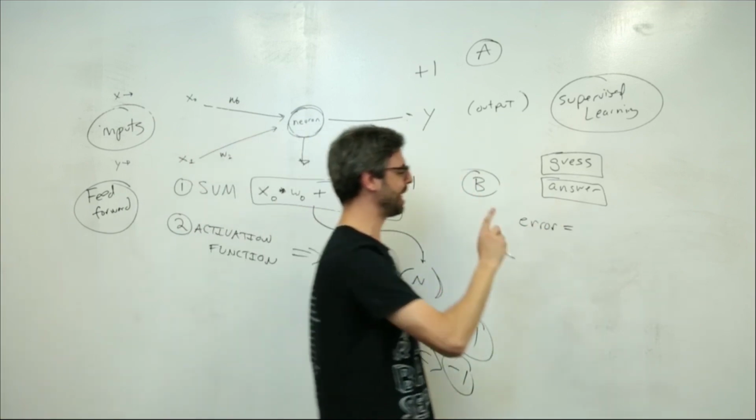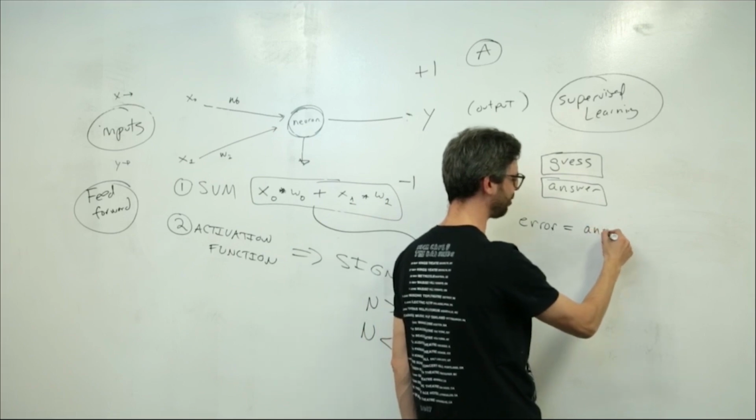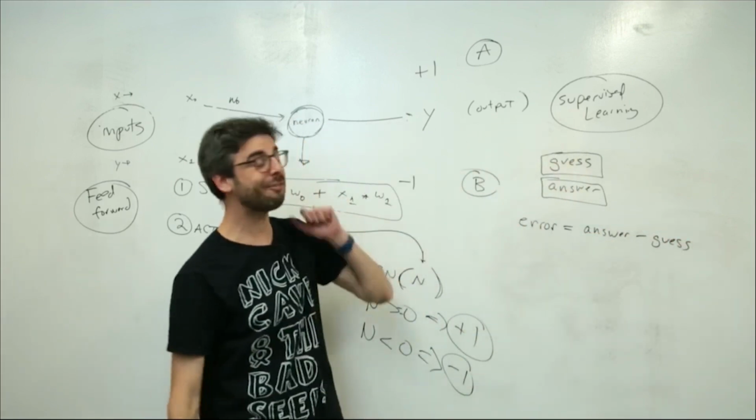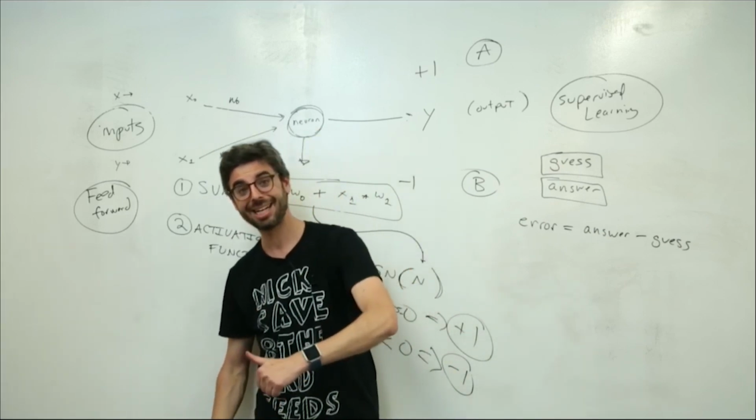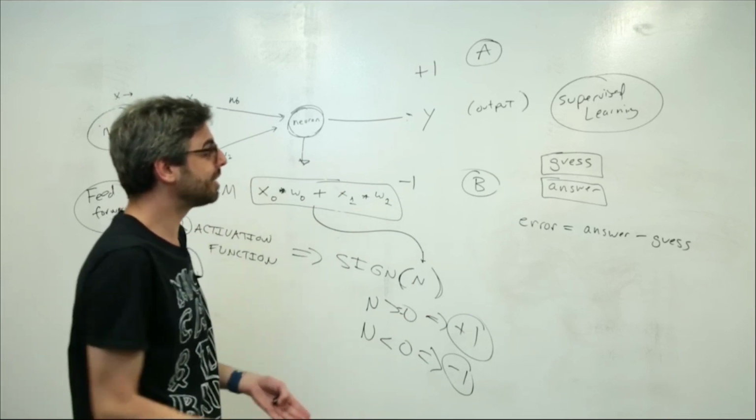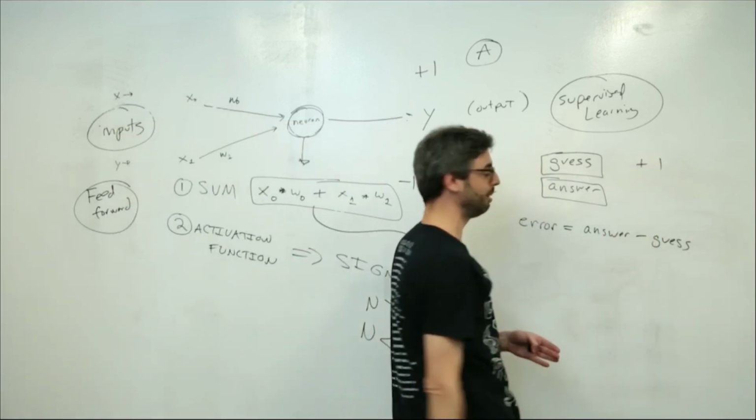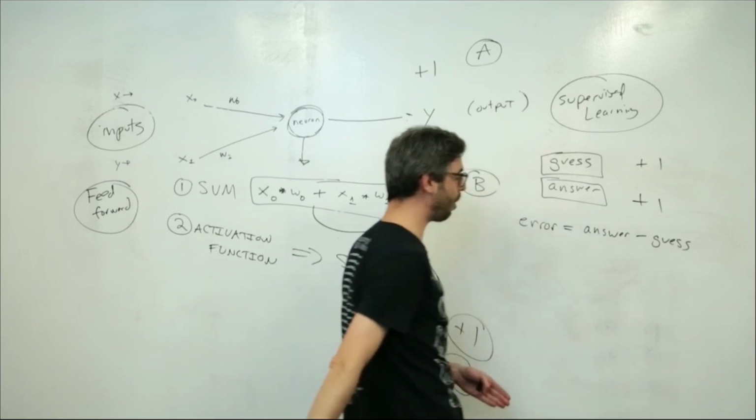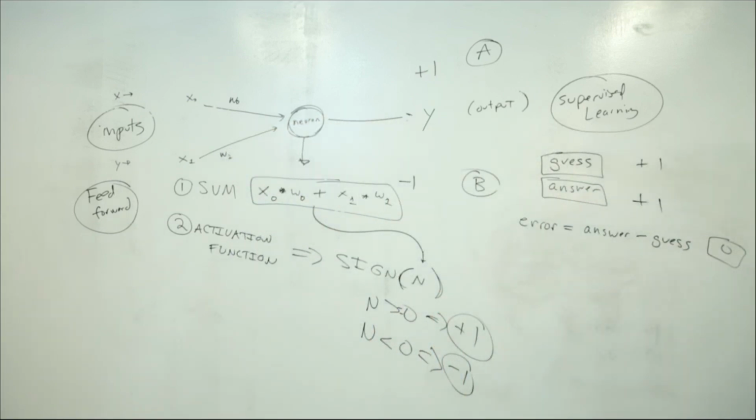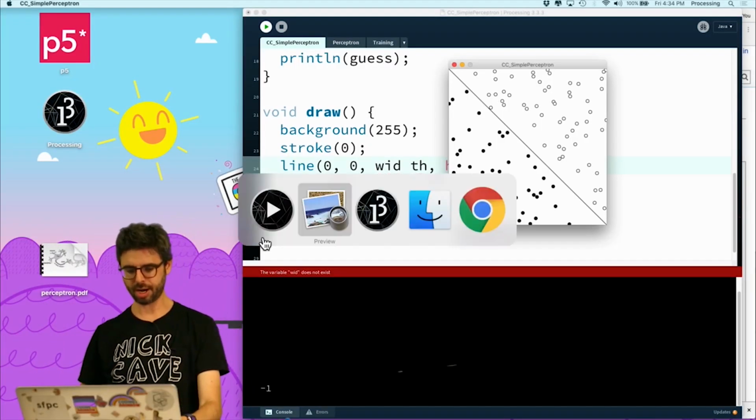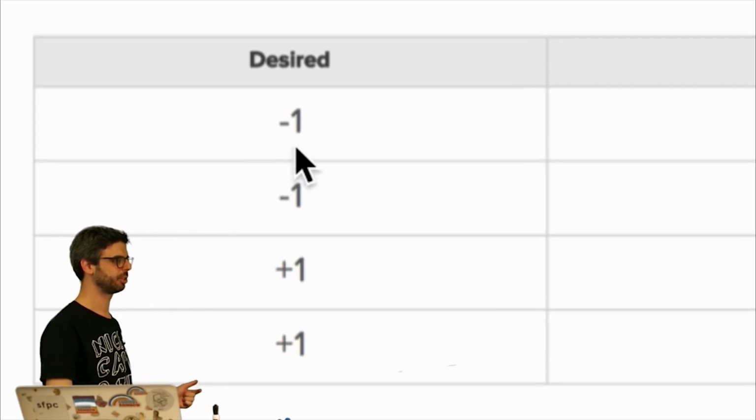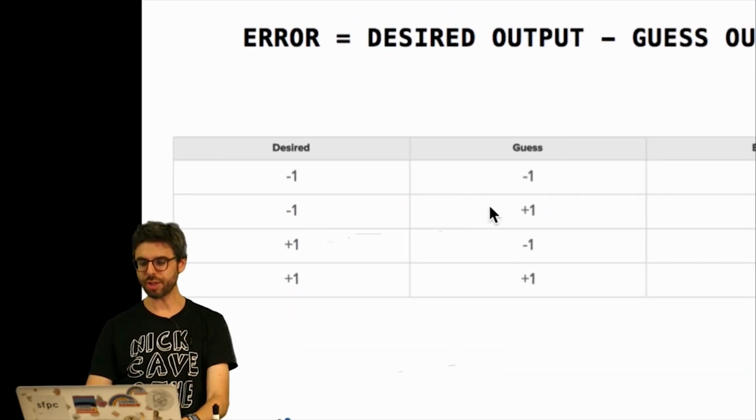The error I can think of as, let's say, the answer. I always get this wrong backwards, one way or the other, but it's the difference between the correct value and the guess, right? Because if the guess is +1 and the answer is +1, what's that error? 1 minus 1, that error is 0. And I actually have a little bit of a diagram over here, where you can see these are the only possible correct answers, -1 or +1. So there are only 4 possibilities.